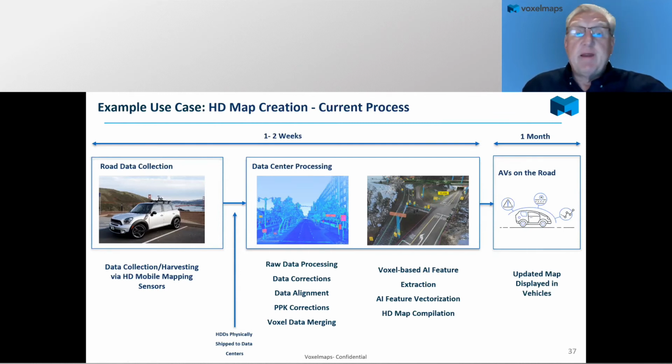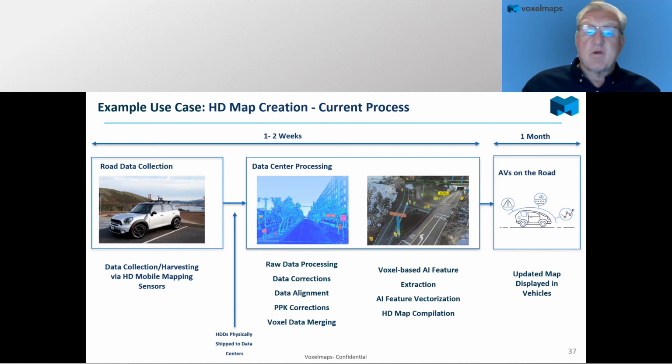I also want to talk a little bit about HD map creation. So in today's model, organizations go out and do the road data collection. So they do the collection and harvesting via these HD mobile mapping sensors. And then many times those hard disk drives are physically shipped to a data center because there's too much data to collect every day and upload.